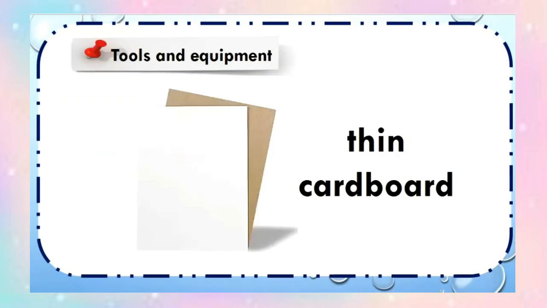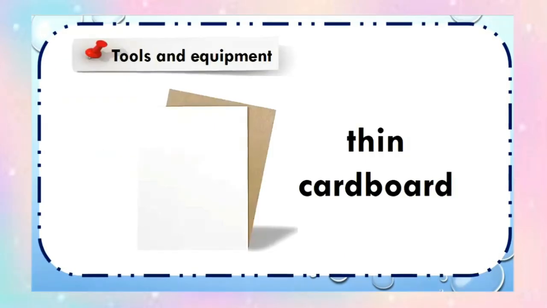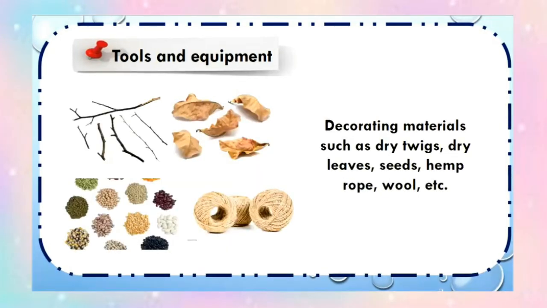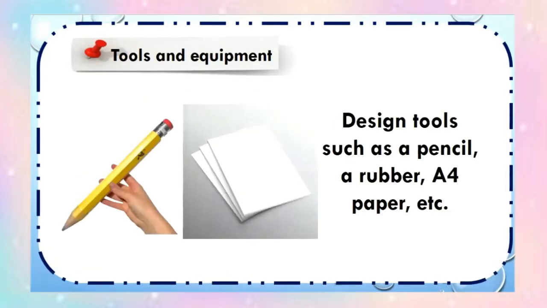So here, the tools and equipment that we need is thin cardboard. Next, we need decorating materials such as dry twigs, dry leaves, seeds, hemp rope, wool, and many more. So it's up to you again, okay? You can choose any materials that you want to decorate. Next, we need glue. And of course, we need a pencil, eraser or rubber, and paper, okay?